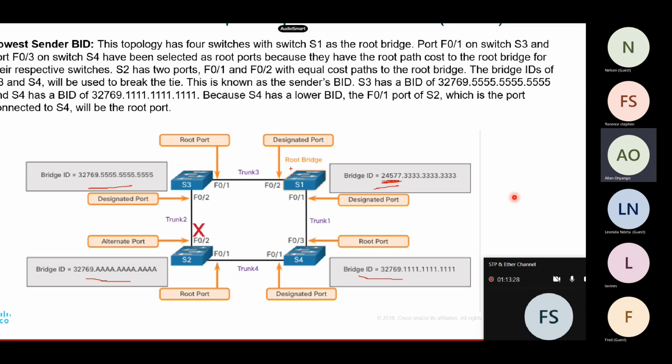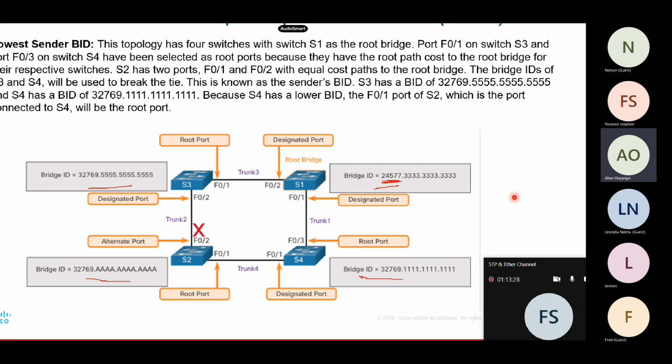My only question here for someone to answer is this. Between switch S2, S3, and S4, which switch has the lowest bridge ID? I want someone to answer that. Switch S4 has the lowest bridge ID. That was simple enough, and I hope everyone agrees, because this is 32769.111, obviously.